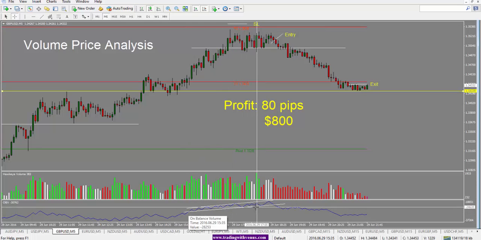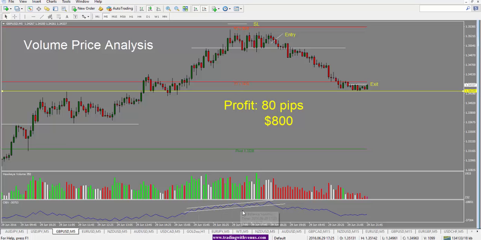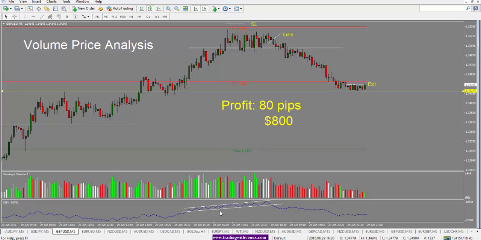This on balance volume, see how it was going up while the price is not going anywhere. It's just going sideways, but our on balance volume is climbing up. On balance volume basically means the new volume that is added to the previous volume. So overall, the buying volume was still going up, even though we had selling coming into the market. The on balance volume, which means the additional volume, overall was still to the buy side.